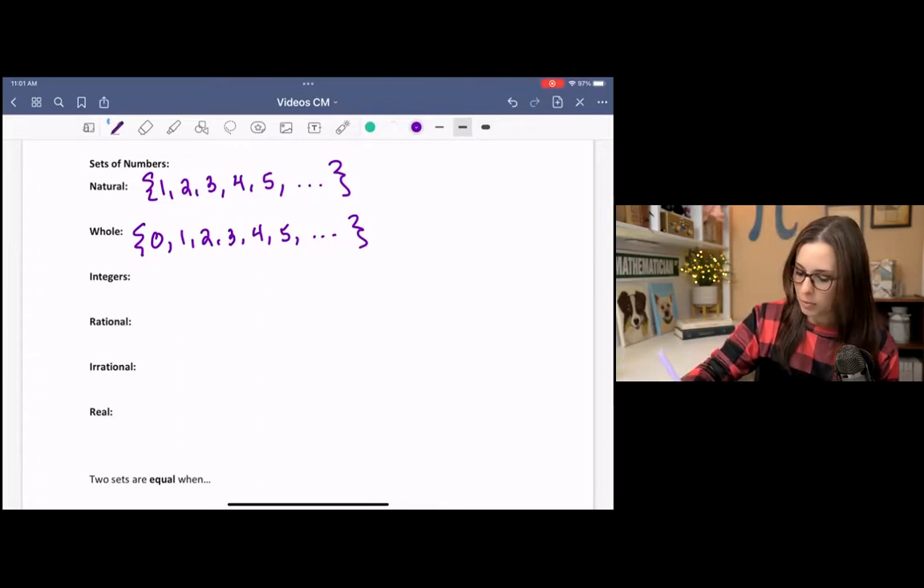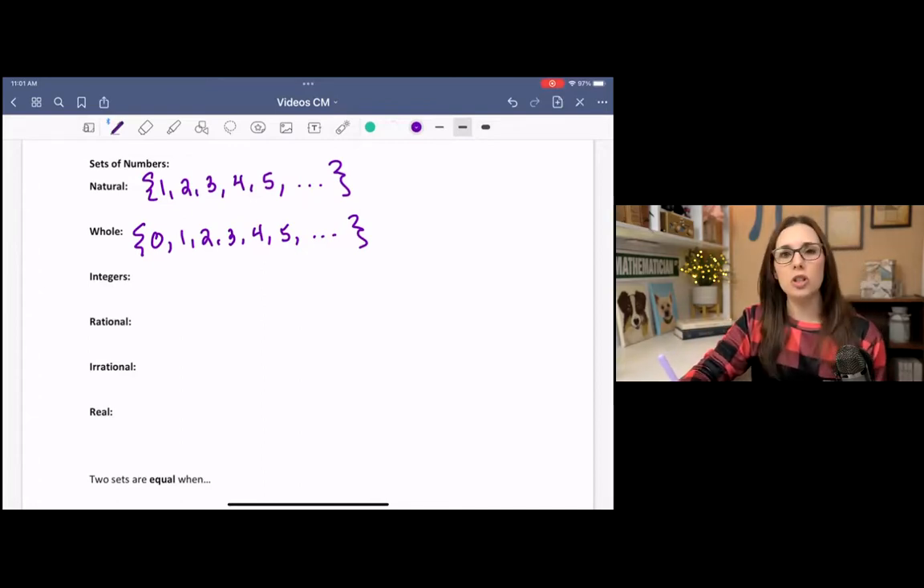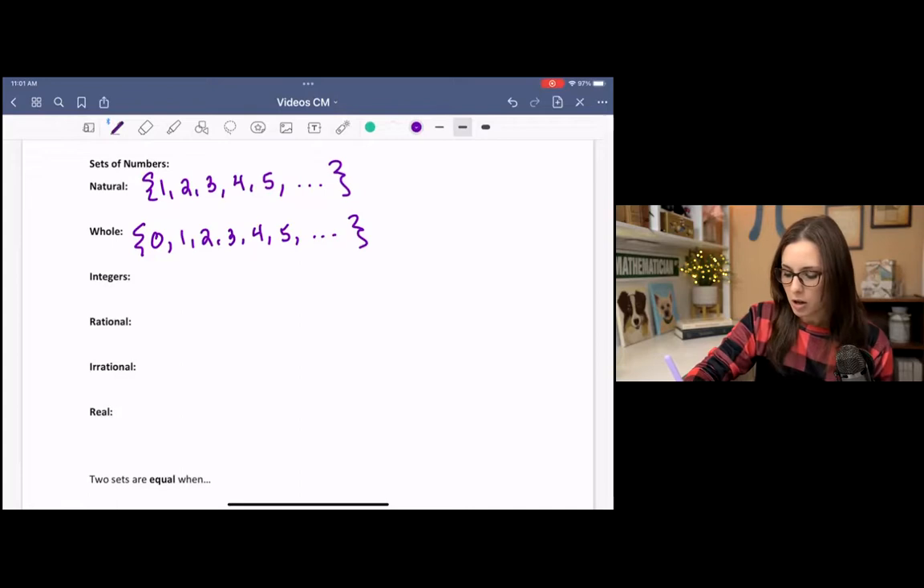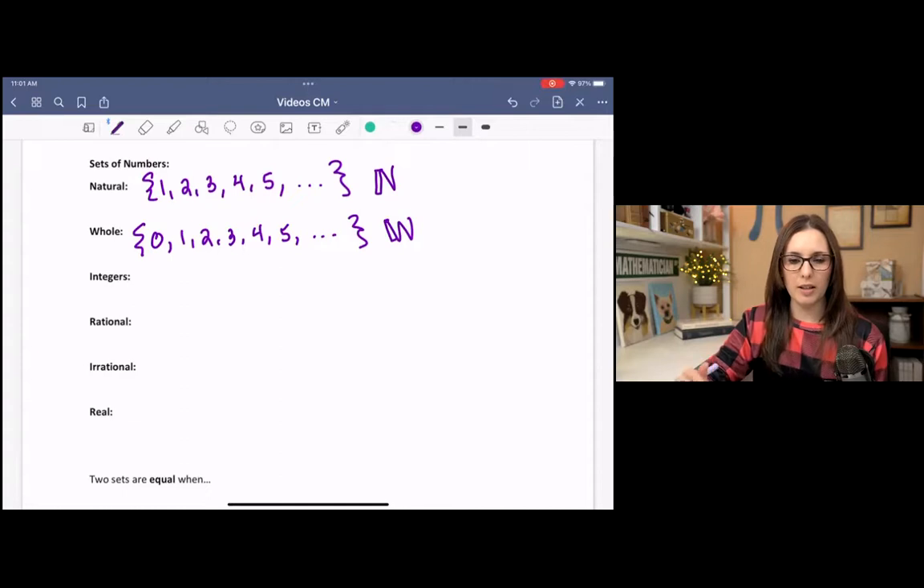One thing I forgot to mention is we usually use symbols for these sets. So for natural numbers, it's an N with kind of a double back there. For whole numbers, it's a W with a little, I'm terrible at drawing it, but you get the idea. It's kind of got that extra little line on it.